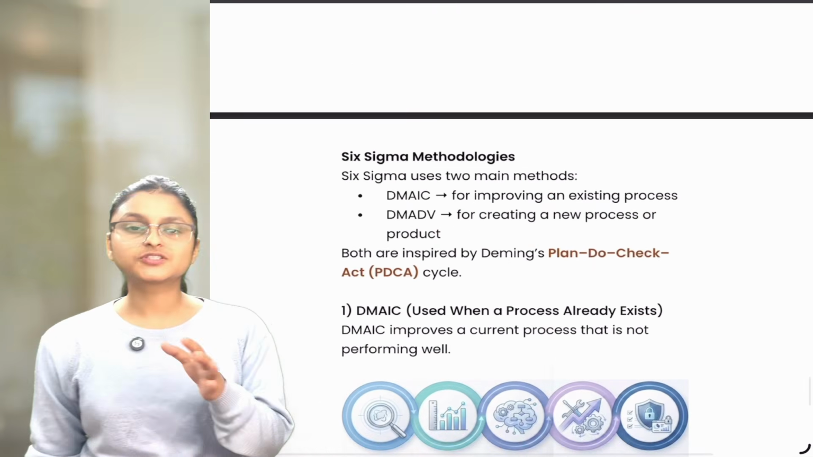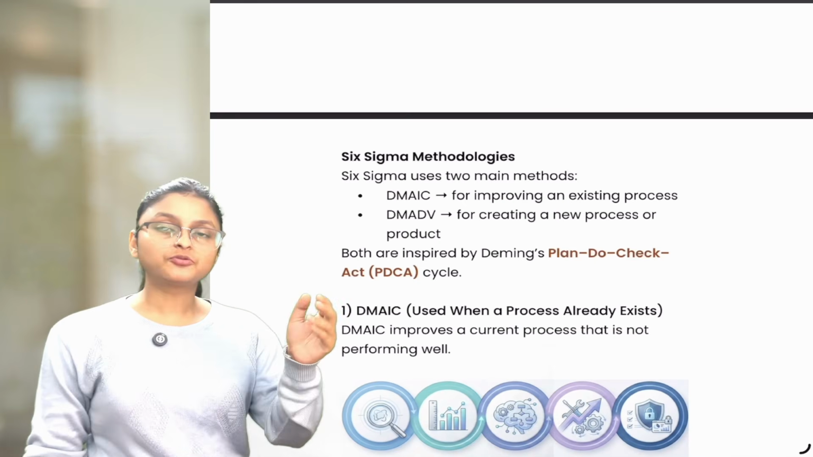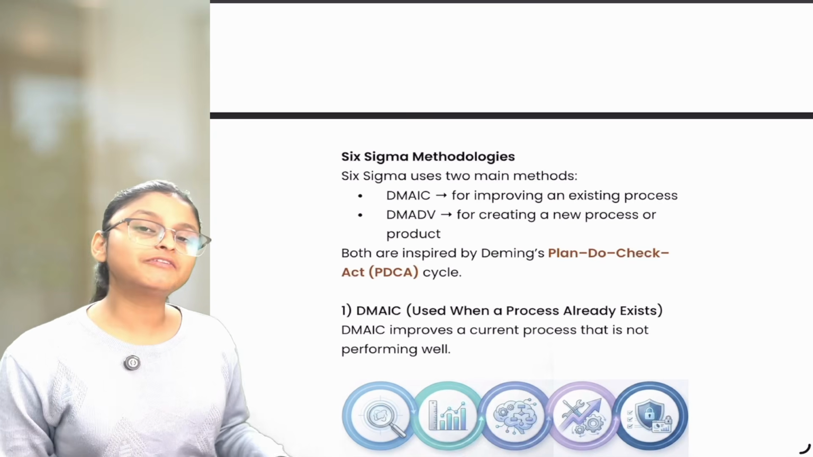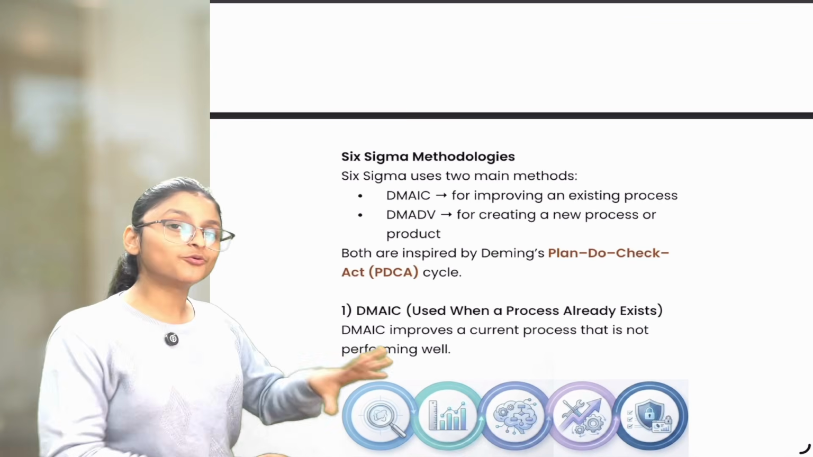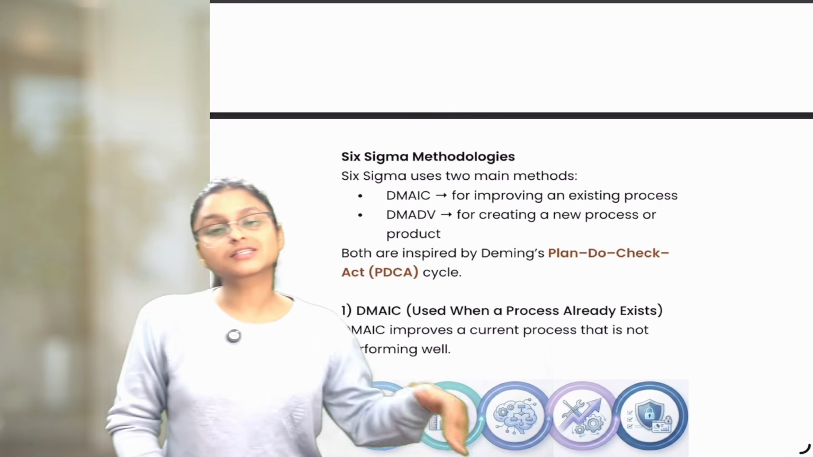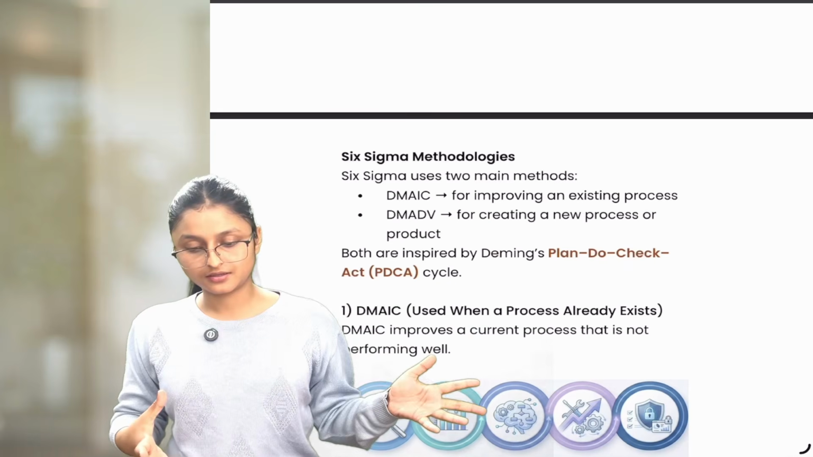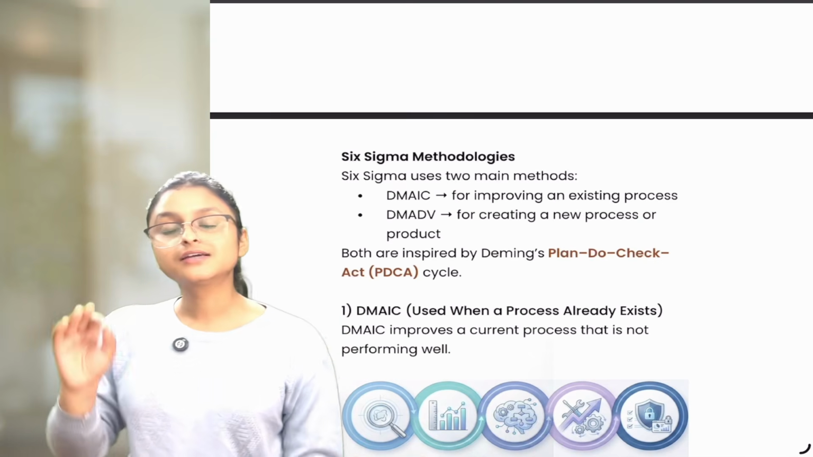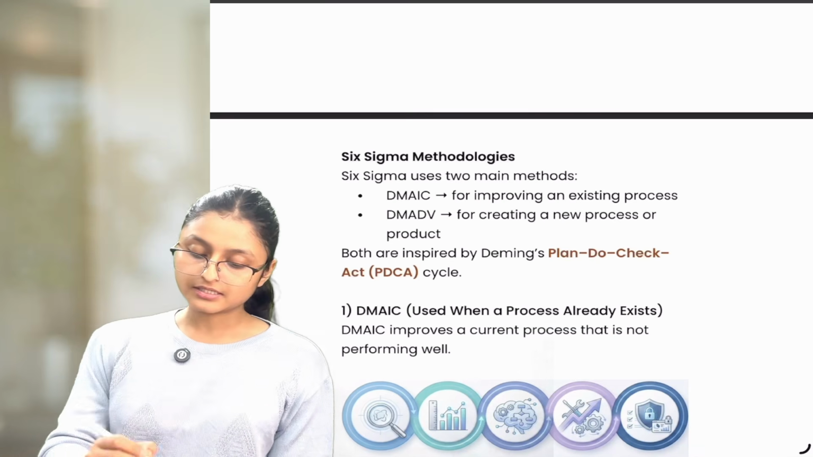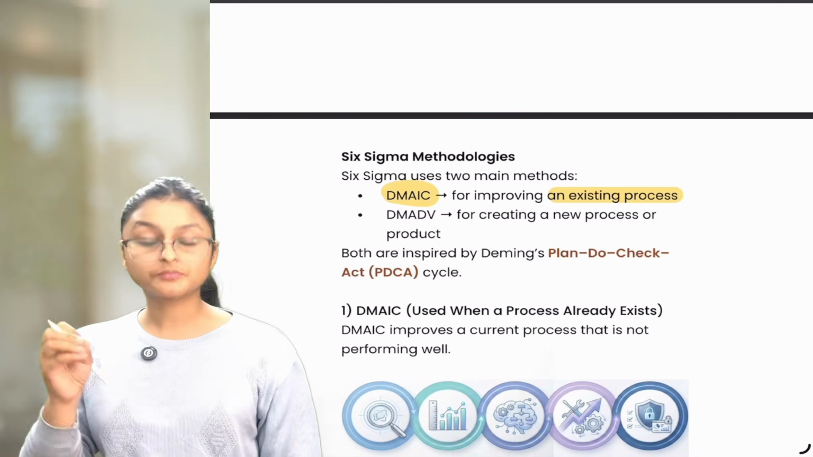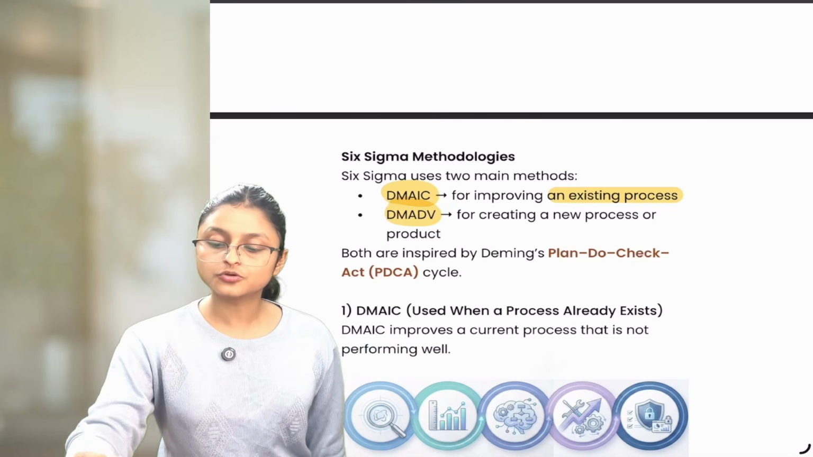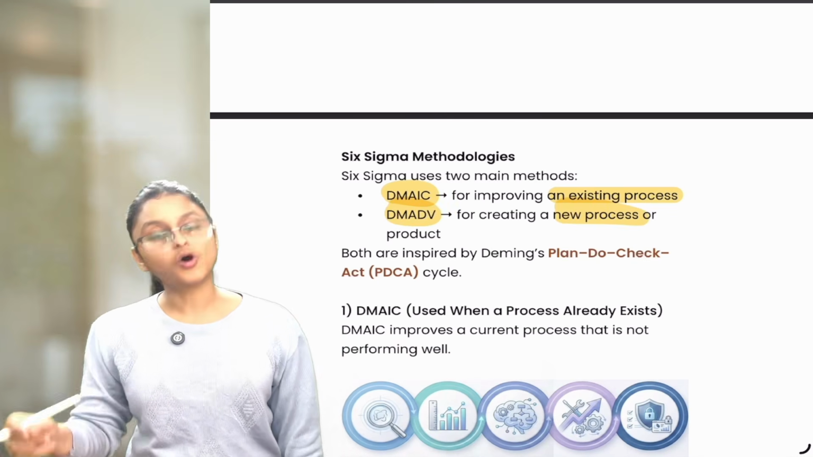Now, we understood that Six Sigma tries to achieve up to 3.4 defects per million opportunities. But how will Six Sigma do that? Till now, we were only understanding what Six Sigma is all about. But how is Six Sigma able to achieve that level of quality? Let's understand that. For that, Six Sigma uses 2 different methods. The first one is DMAIC. This is used when we want to improve our existing processes. And the next one is DMADV, which is used when you want to improve your new process or product.